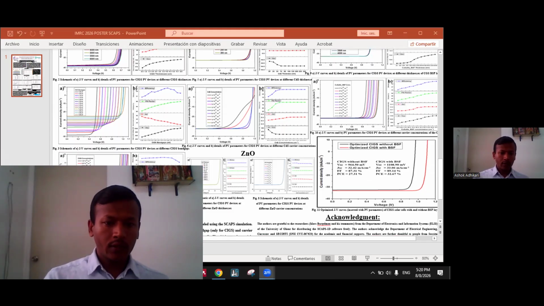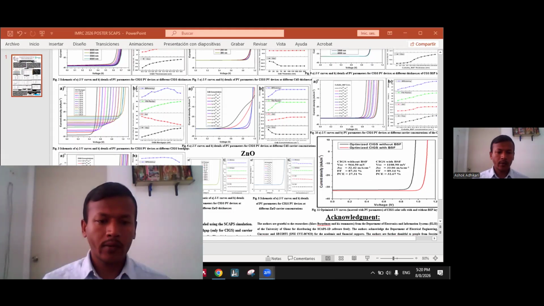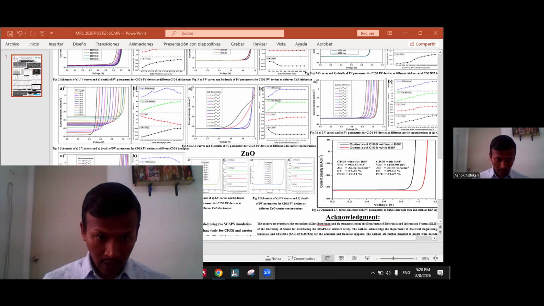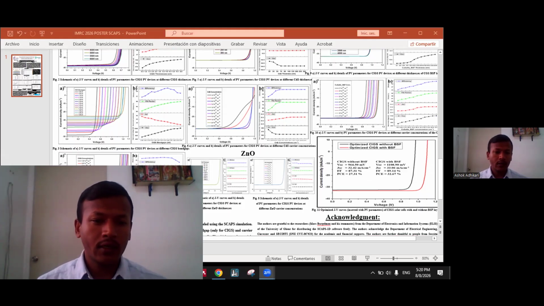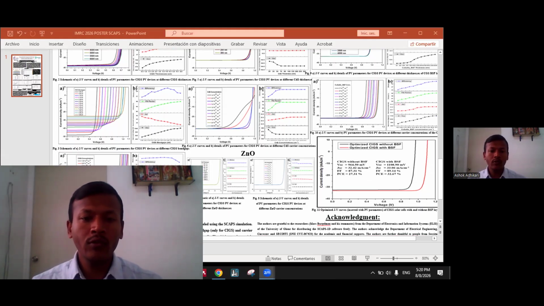And respectively, figure 4 presents the curves for the two parameters, the different CIGS concentrations. Similarly, what we have here is a slight initial increase, and after 5×10^16, it reduces to a lower value.